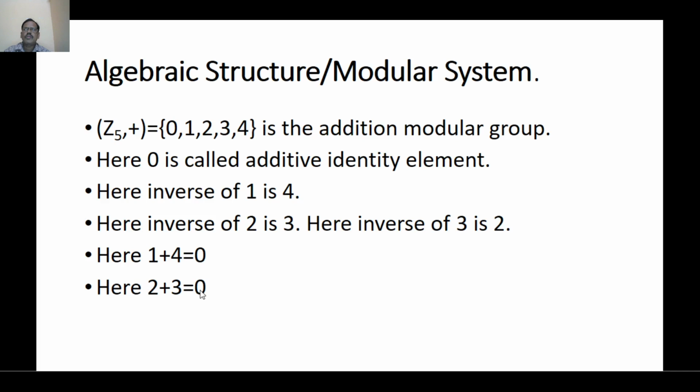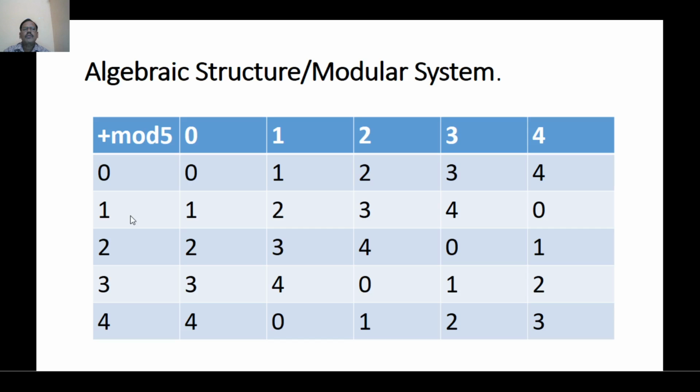You come to the modular table. So 0, 1, 2, 3, 4 and 0, 1, 2, 3, 4. Add 0 plus 0. This is 1. This is 2. This is 3. This is 4. 1 plus 0, 1. 1 plus 1, 1 plus 2, 1 plus 3, 1 plus 4 is 5, that is equal to 0.